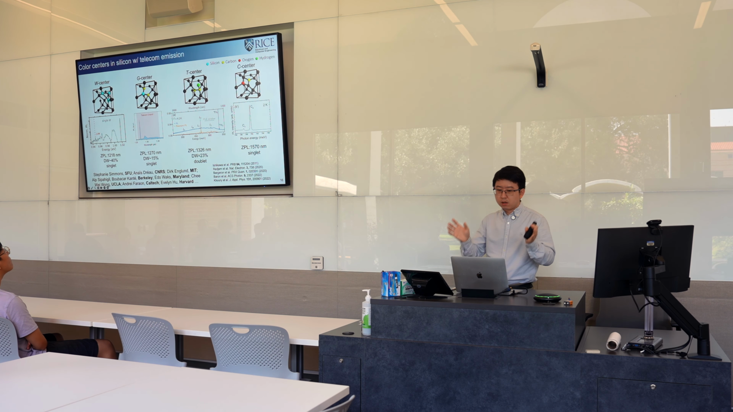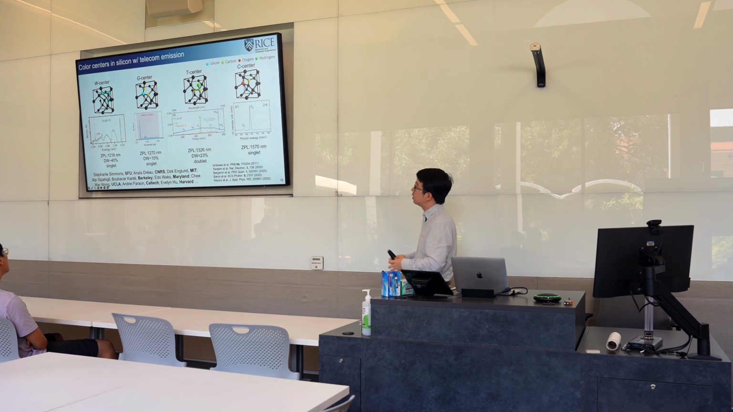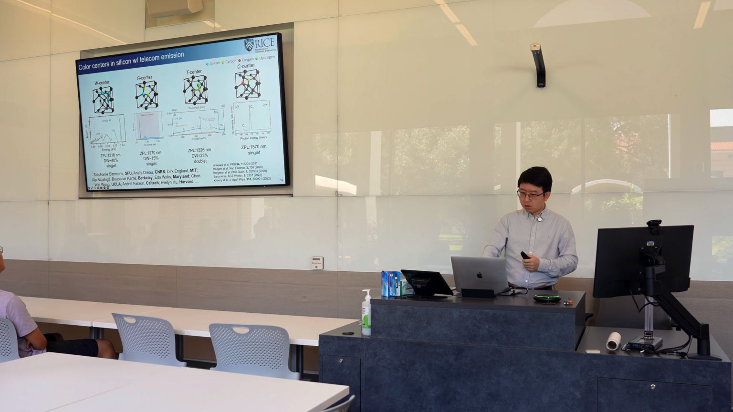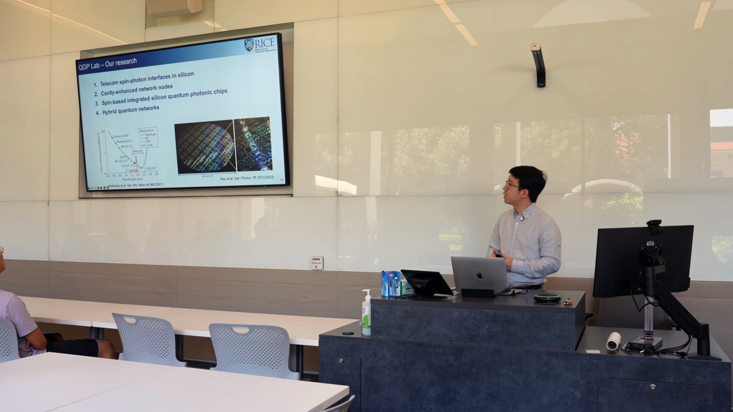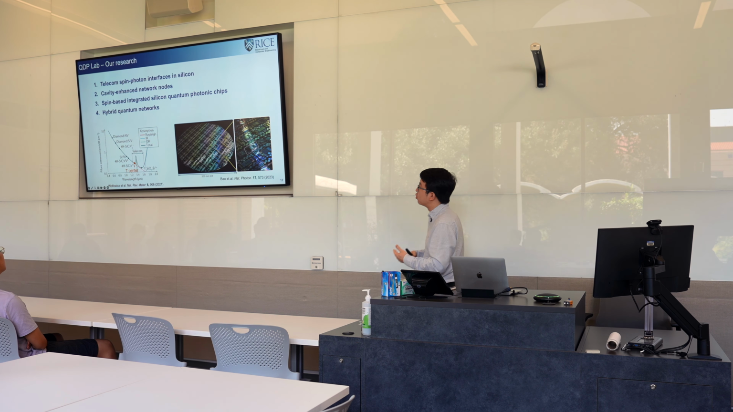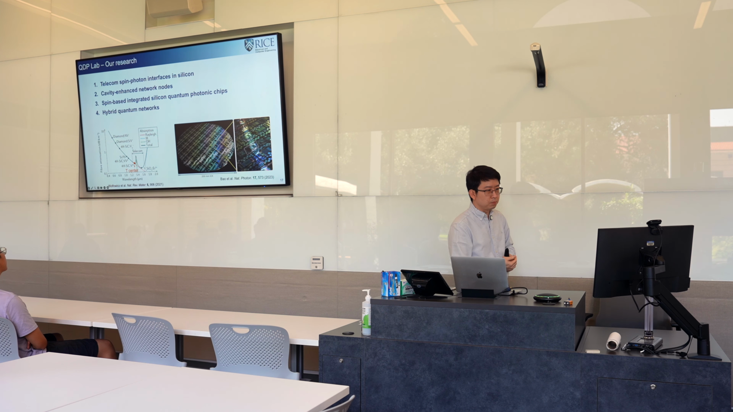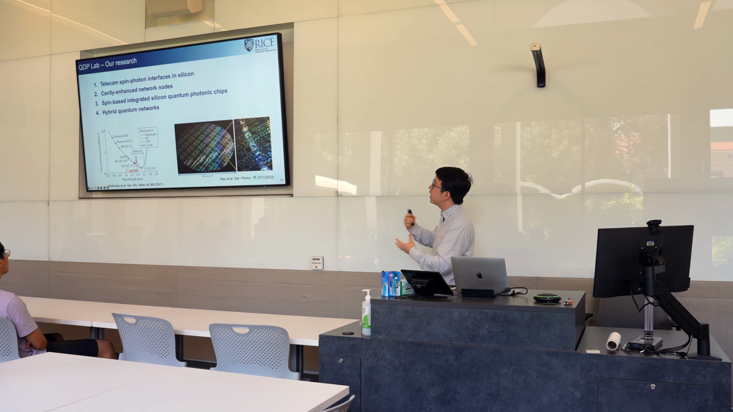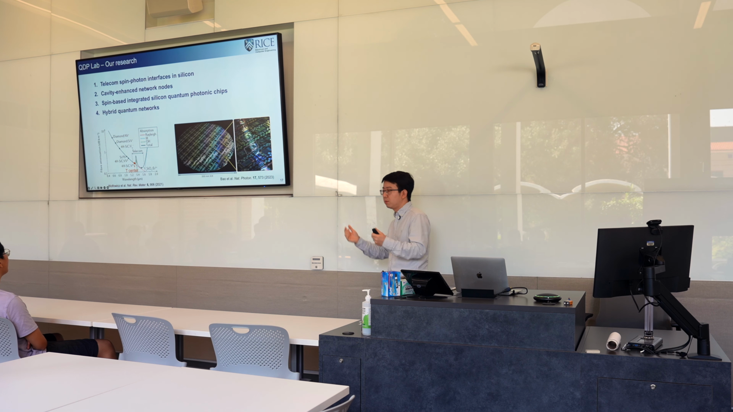Okay, so this is a background introduction on why we care about the T center and what we can do with it. Then I'll spend some time to introduce a little bit more about what we are doing in our group. As you can see, there are four big categories. One is we want to develop this so-called spin photon interface in silicon. So not only the T center, but also some other potential quantum defects.